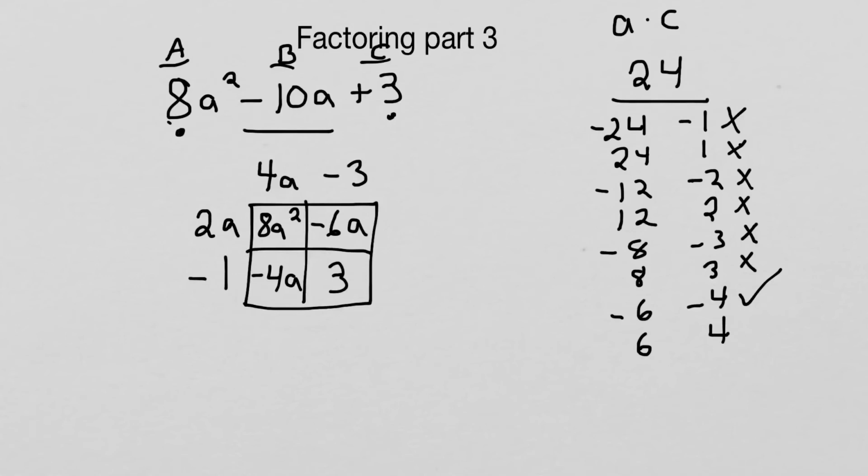4a times 2a equals 8a squared. Yep. -3 times 2a gives me -6a. That one works. 4a times -1 gives me -4a. That works. -3 times -1 gives me +3. That works. So I'm done.